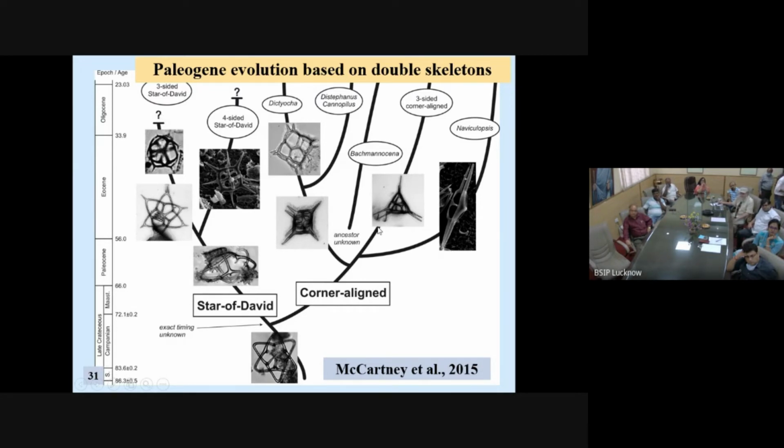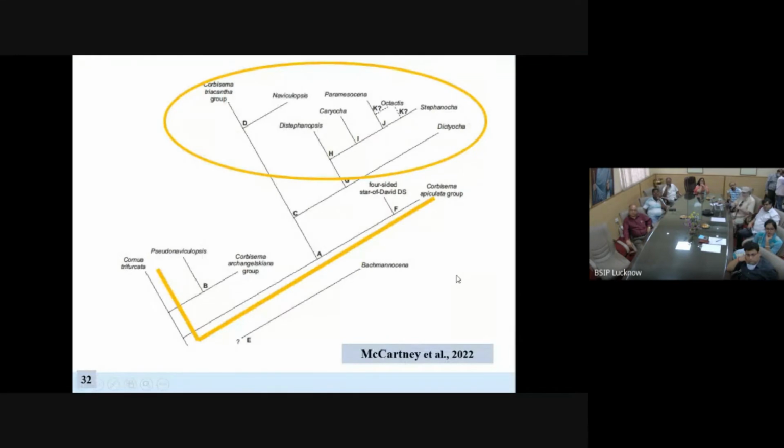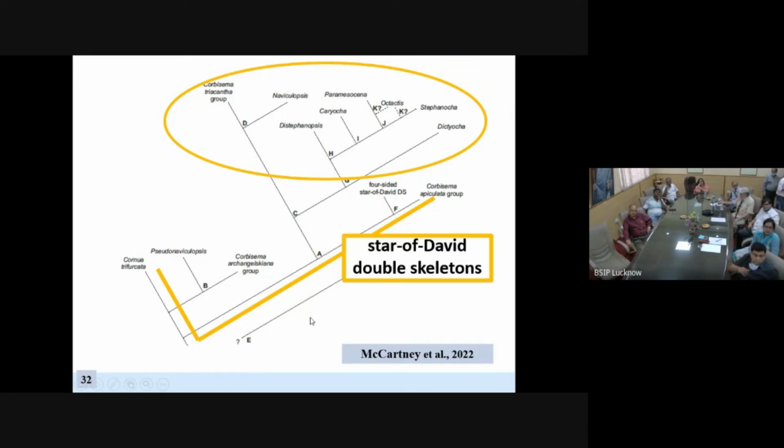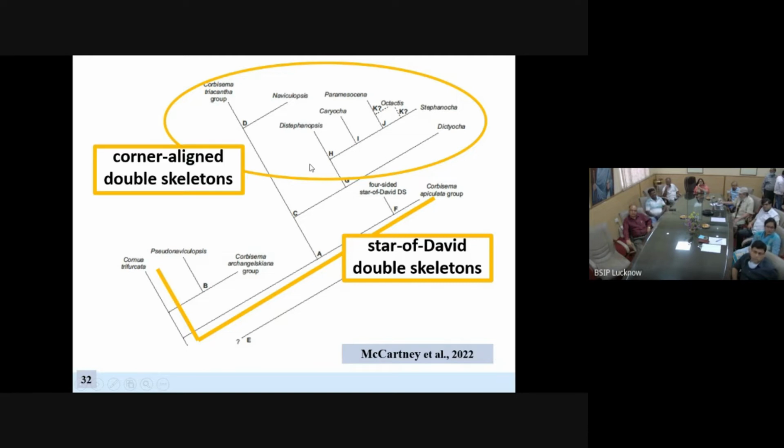The corner aligned, which is the novelty after the KT boundary, the corner aligned configuration diversifies and continues to the present. So this is the Paleogene evolution based on double skeletons. And again, I just published a paper about 2 weeks ago in Marine Micropaleontology. This is a little bit more elaborate phenogram. And what you see in the lower part here is the Star of David group. And then in the upper part, we see the corner aligned double skeletons.